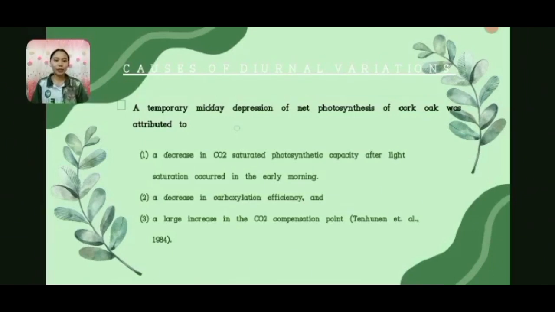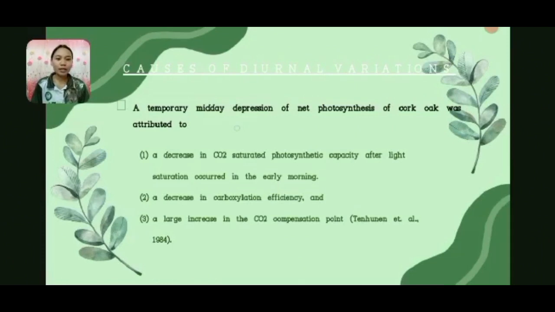A temporary midnight depression of net photosynthesis of cork oak was attributed to, so when we say cork oak, isa na siya ka tree nga ginagamit kanina siya sa wine gani pang taklob ana niya. So number 1, a decrease in carbon saturated photosynthetic capacity after light saturation occurred in the early morning. So photosynthesis reduced and the light saturation point decreased.